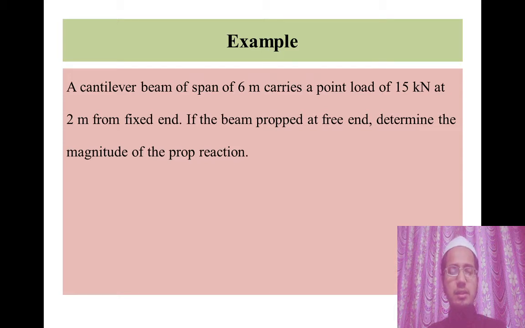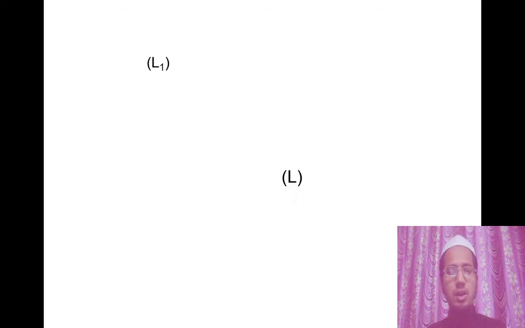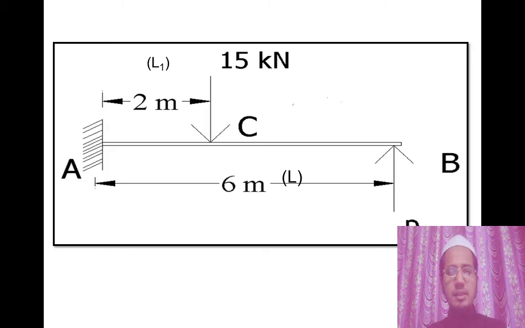So what is the meaning of this example? What has it asked? Yes, it has asked that we have to determine the magnitude of the prop reaction. We just have to find the reaction based on the data. So based on the data, let's draw a loading diagram. So the span is given as 6 meter. You can see the span is 6 meter and the free end is supported by a reaction or prop reaction, that is at B, and there is a point load in between the fixed end and the propped end, of magnitude 15 kN at a distance of 2 meter from the fixed end.